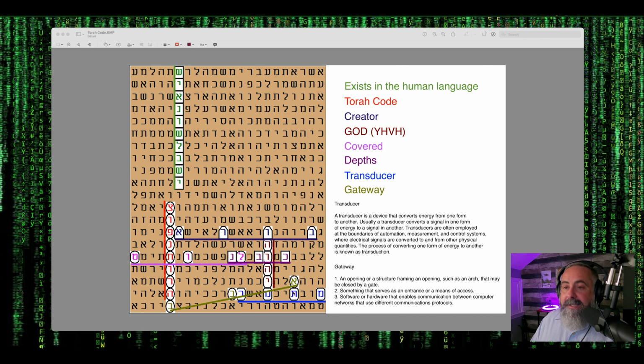And then, very interesting that we should have the word down here in blue. It's running horizontally. And again, it too has a skip. Is the word transducer. Okay, think about that. Transducer. So I put the description right here on the screen. A transducer is a device that converts energy from one form to another. Again, think about these words very carefully. Converts energy from one form to another.